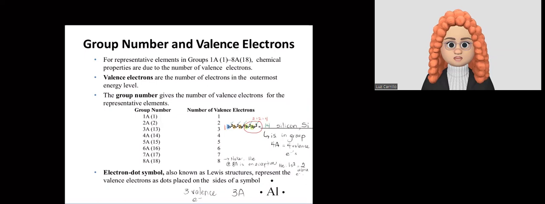If we were going to do the Lewis structure for silicon, we put the symbol, and then we put 1 dot, 2 dots, 3 dots, 4 dots to represent the valence electrons that it has.